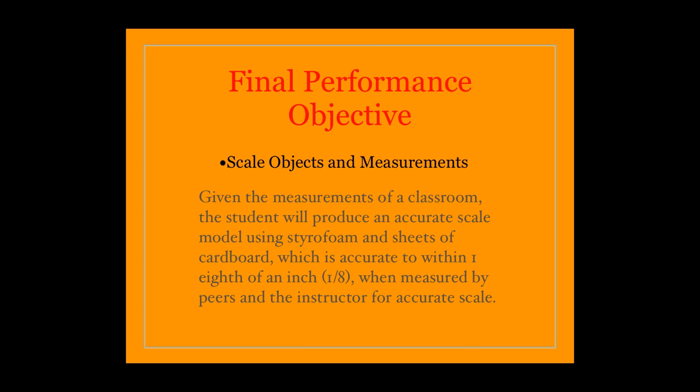So in this example, I've gone ahead and written that in. It says, given the measurements of a classroom, the student will produce an accurate scale model using styrofoam and sheets of cardboard, which is accurate to within 1/8 of an inch when measured by peers and the instructor for accurate scale. Now, what I have not identified is what scale they're going to scale it down to. They'll have to determine that, which is where the multiplication and division parts will come in. That's part of the task, is actually identifying what has to happen in order to get to the actual piece.